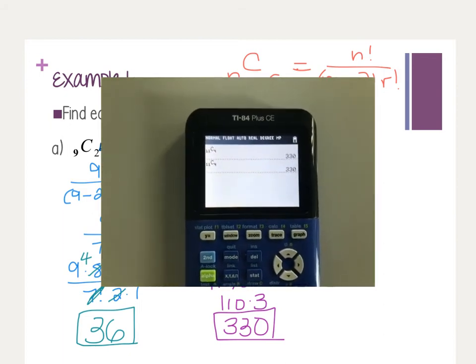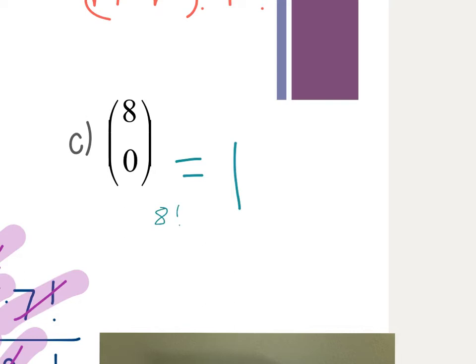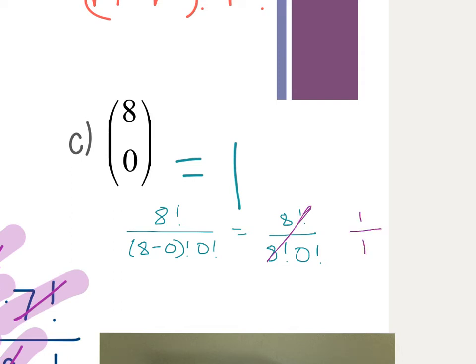So if I do 8 factorial over 8 minus 0 factorial times 0 factorial, I get 8 factorial over 8 factorial, 0 factorial. These get canceled out. And I get 1 over 0 factorial, which is 1. So don't forget that because there's no other way to figure that out. I think a calculator would spit it back out for you, but without that, you'd need to know 0 factorial is just 1.